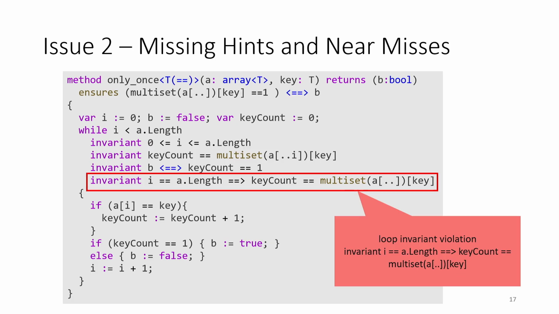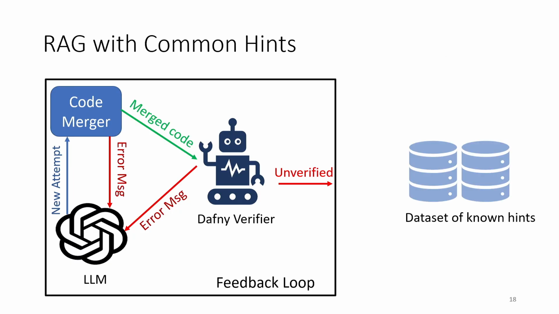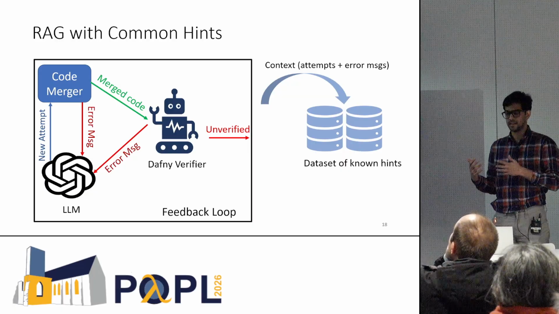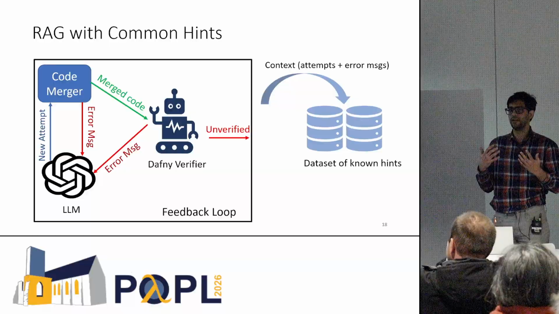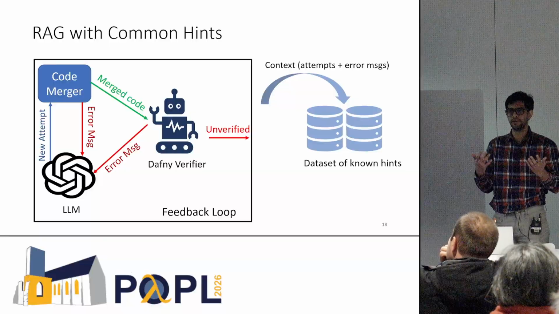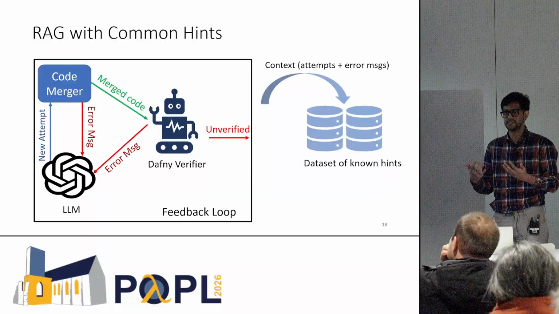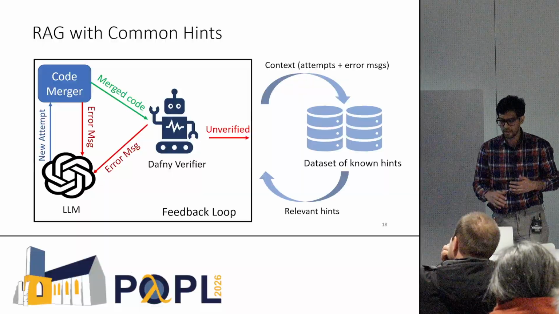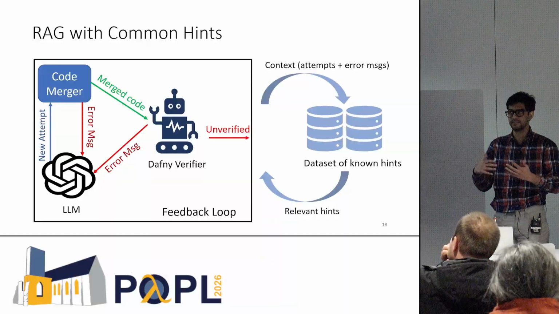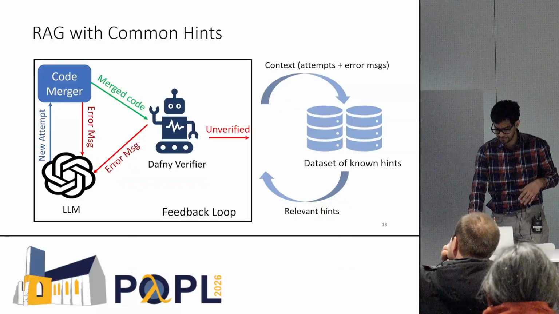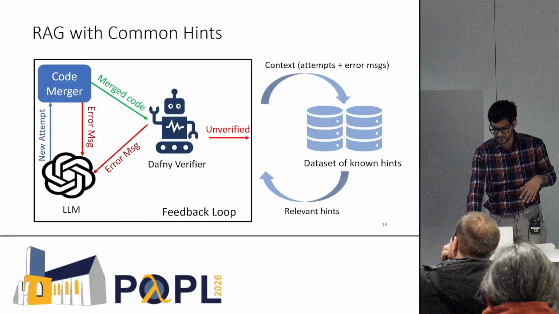One good thing about this problem is that the assertion statement was not really specific to the problem itself. It is more like a property of array slicing. So what we can do is build a data set of these types of hints, which are problem independent, and use this data set during generation. We can query this data set with the context, like the previous attempts and the error messages, and retrieve relevant hints, which guide the LLM generation in subsequent attempts. This is what we call hint augmented generation.